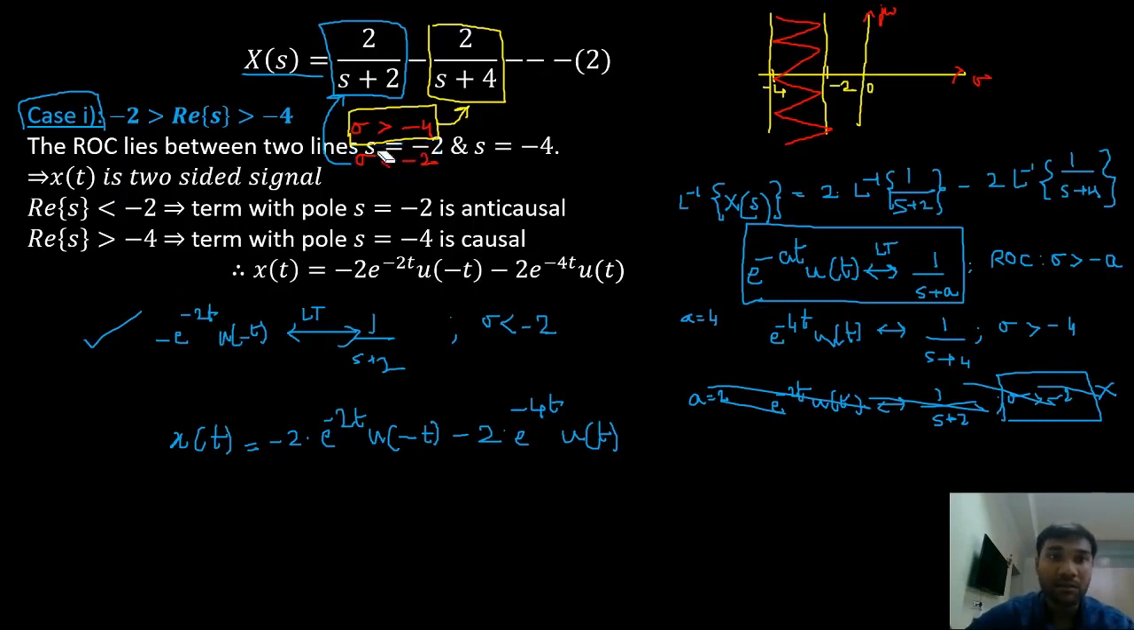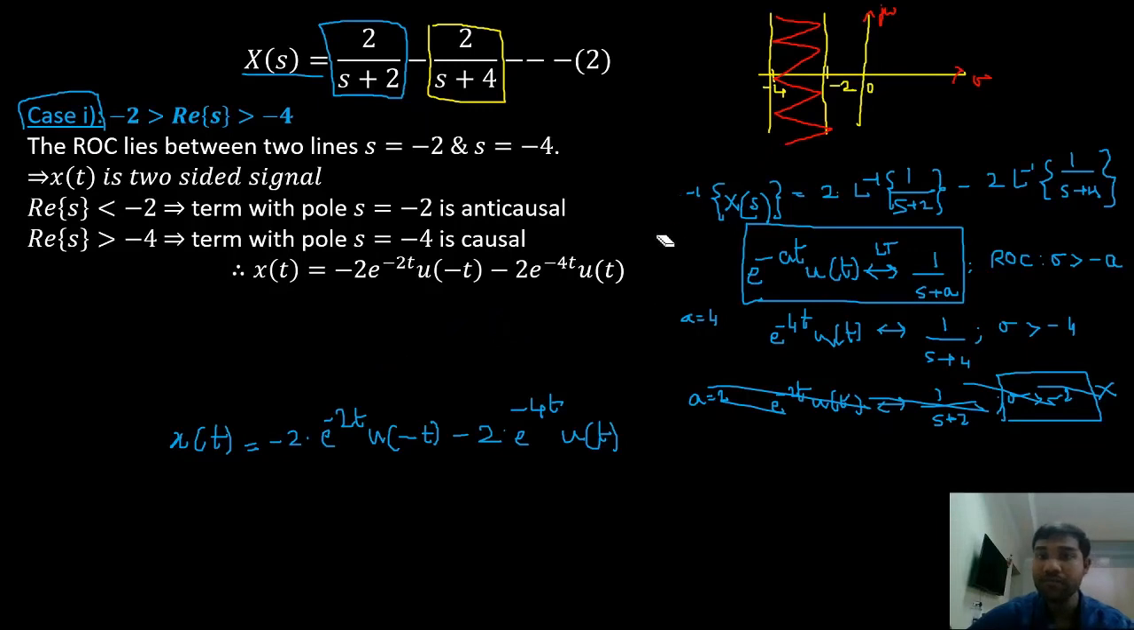The other method is, without looking at all these things, we will just directly write the transform. How? So we know one pole is minus 2 and the other pole is minus 4, and the ROC is between these two poles.